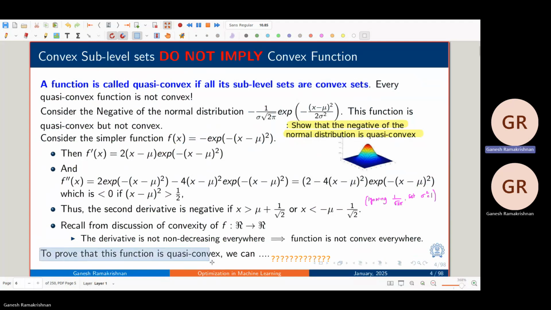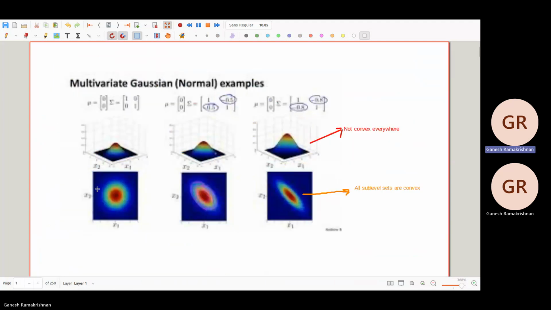So what do you do to prove that the function is quasi-convex? What will you do? Basically use the first principles, right? I've done this here. You can see all of these. These are super level sets. Actually, these are Gaussians, so I'll just rename it. These are super level sets for the Gaussian.